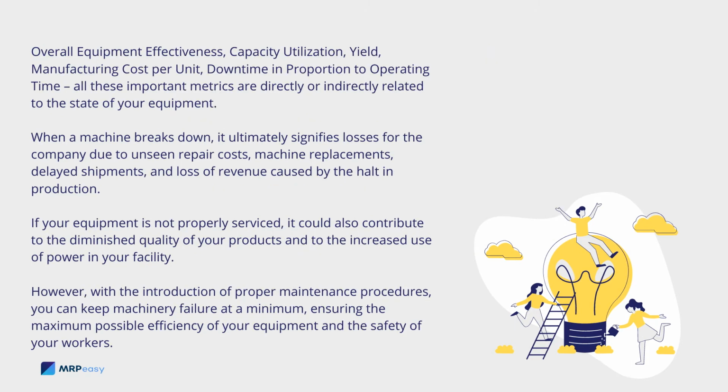Overall equipment effectiveness, capacity utilization, yield, manufacturing cost per unit, downtime in proportion to operating time. All these important metrics are directly or indirectly related to the state of your equipment. When a machine breaks down, it ultimately signifies losses for the company due to unseen repair costs, machine replacements, delayed shipments, and loss of revenue caused by the halt in production.